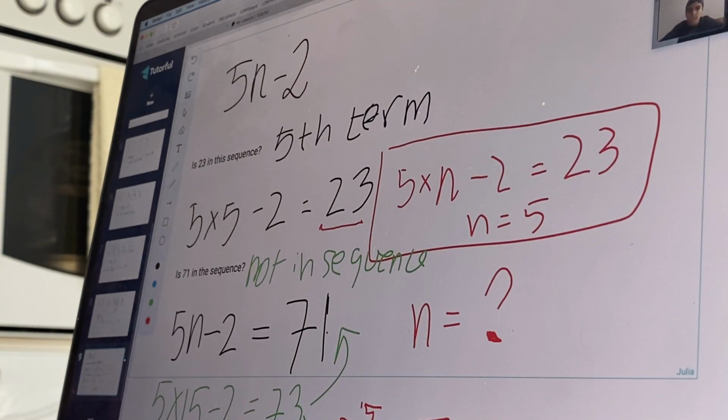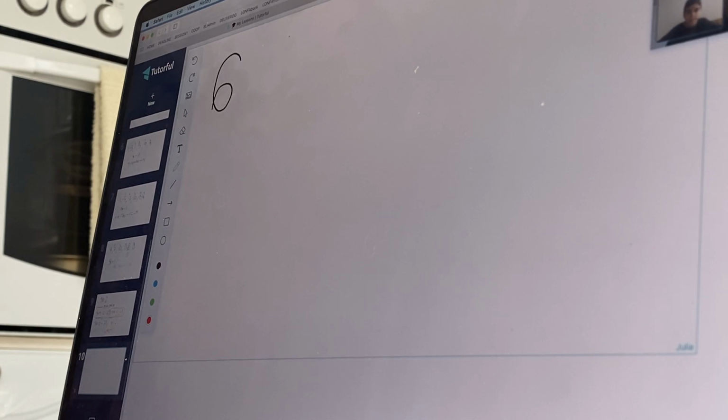Okay, let's do, I think probably the last example we'll have a look at. We'll do 6n minus 7. It's a little bit of a tricky one. Let's see if 33 is in the sequence. Okay, focus properly. Is 33 in the sequence?